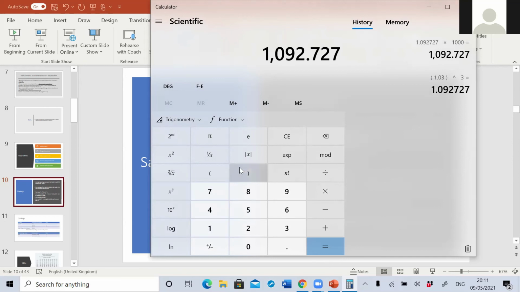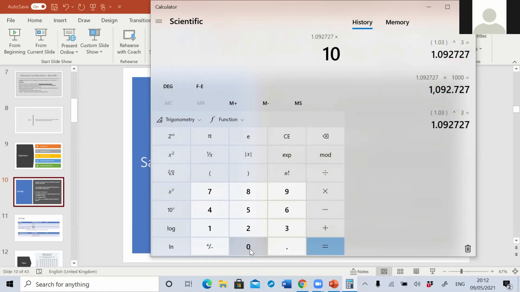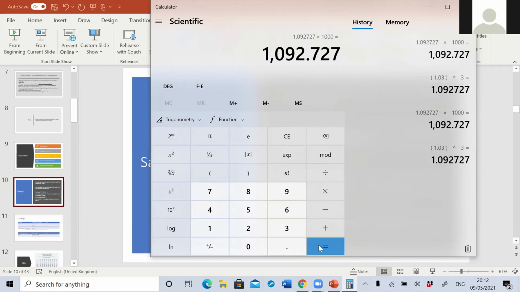Okay, let's go over one more time. Open bracket. 1.03. All right. We good with that? And then we press this X to the Y here. And then that allows us to raise it by 3 years. And we get this figure. And then we multiply it by the present value, which is 1,000. And then we get this. Okay. Is that clear?